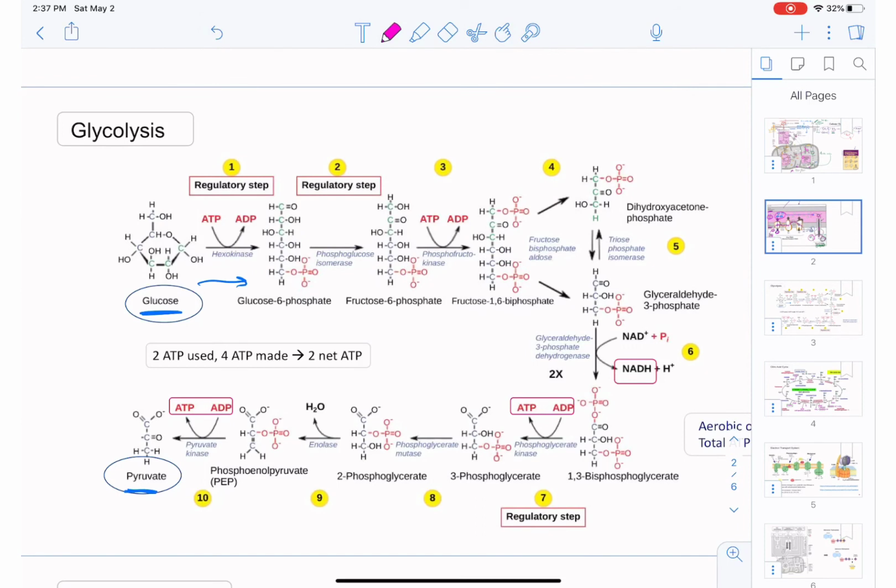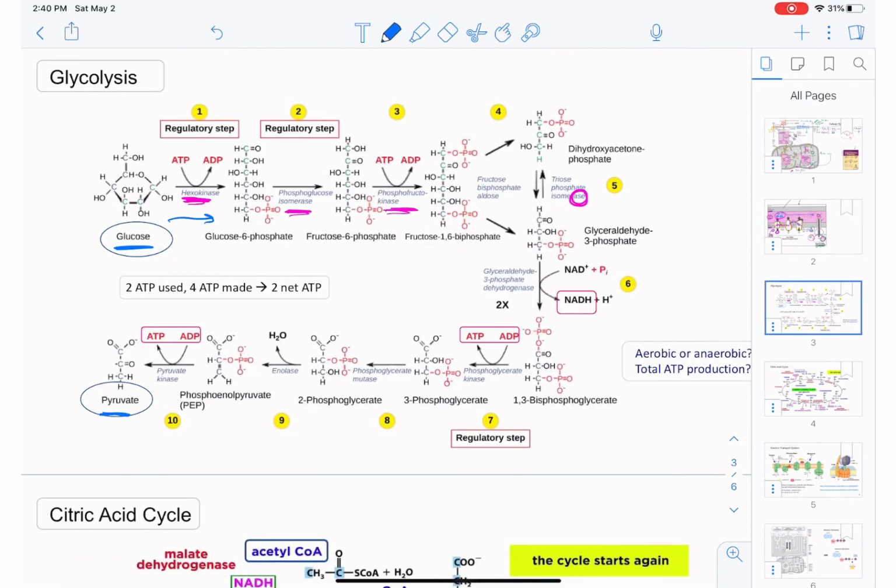What else does it involve? What are all these things here? Hexokinase, phosphoglucose isomerase, phosphofructokinase. Well, the suffix gives it away. These are enzymes. And so it requires enzymes to facilitate all of these conversions to get us from glucose to pyruvate.